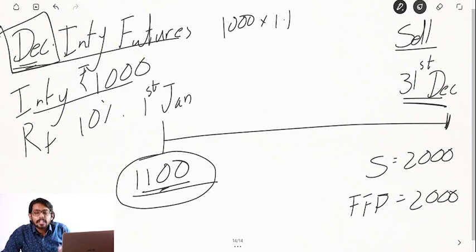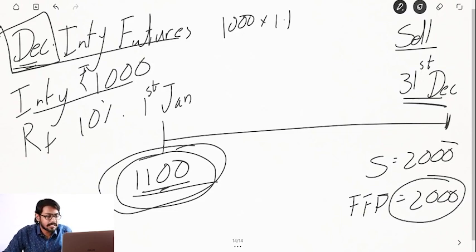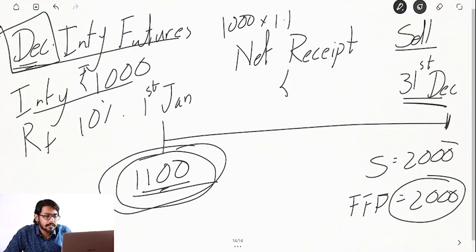On the due date, you have to sell futures. When you sell futures on that date, you have to pay 1100 and you will receive 2000. Net receipt will be rupees 900. Understood? Pakka? Got it? Sure?